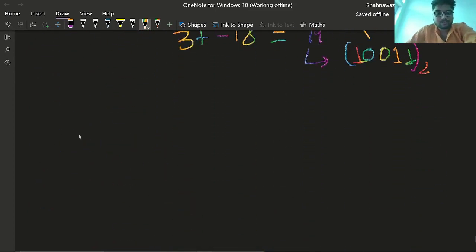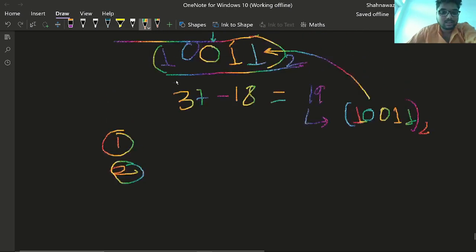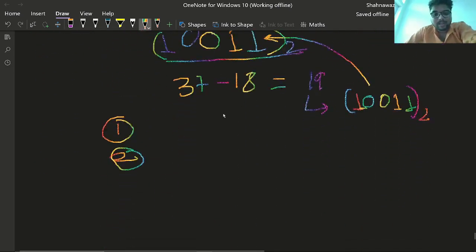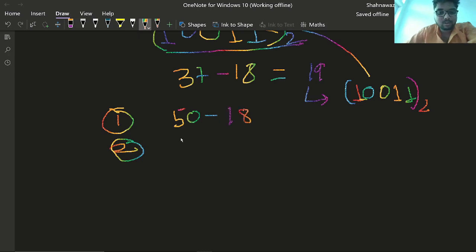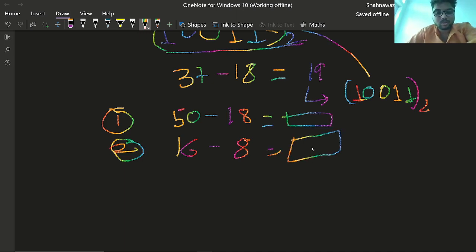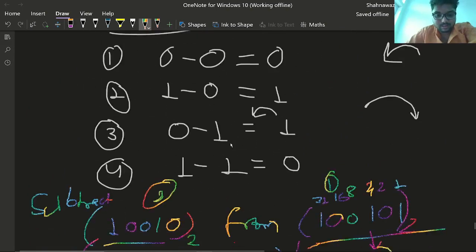Okay, so now for this basic subtraction method, I am giving you two assignment questions. I am giving you arithmetic numbers to subtract, so that you get practice converting from arithmetic to binary, and also the subtraction method. What you have to do is find 50 minus 18, and 16 minus 8. All right, you have to perform these two. You have to solve them on your own, using paper, with this method.